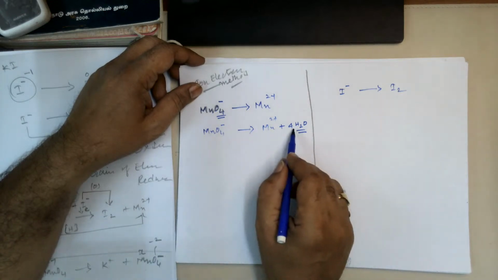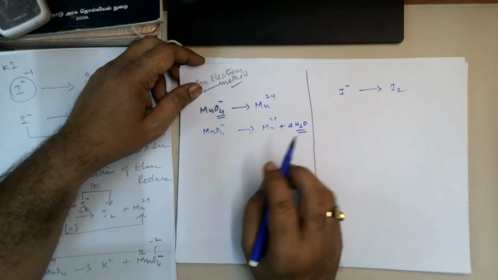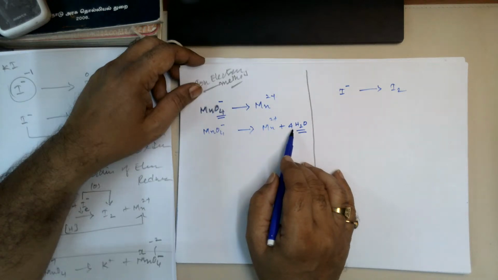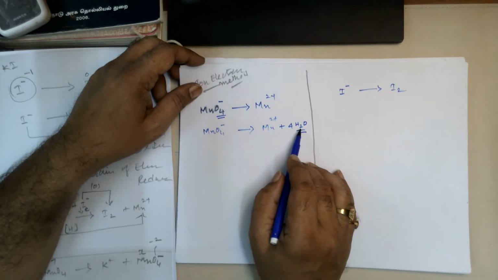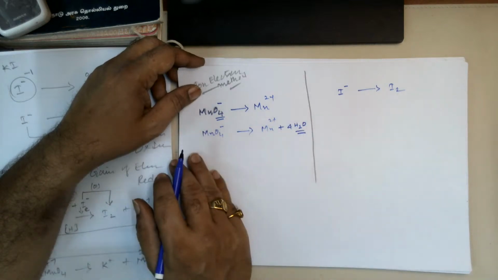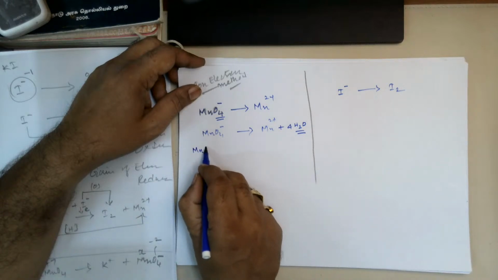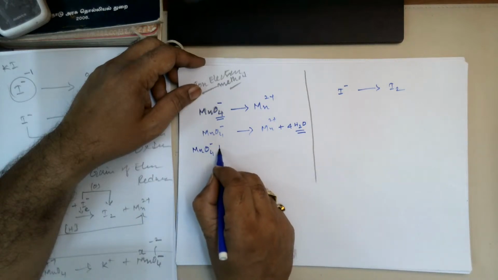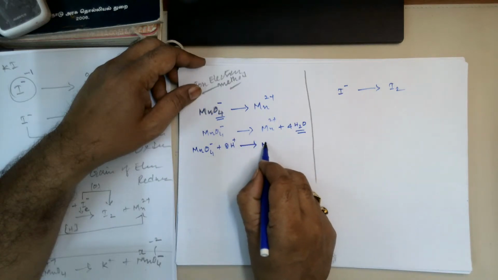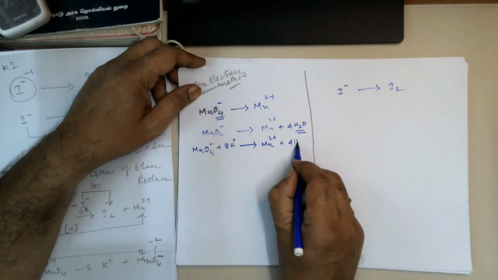But unfortunately, what happens here? You are increasing hydrogen. So hydrogen should be balanced by adding H plus. How many hydrogens are required here? 4 into 2, 8. So you have to add 8H plus on the hydrogen deficient side. The left is the hydrogen deficient side. So you can write once again MnO4 minus plus 8H plus gives Mn2 plus and 4H2O.